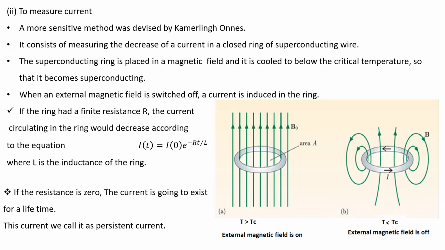When the external magnetic field is switched off, a current is induced in the ring. This is because of Faraday's law of induction. A change in flux induces current. If the ring had a finite resistance R, the current circulating in the ring would decrease according to the equation, where L is the inductance of the ring. If the resistance is zero, the current is going to exist for a lifetime. This current we call persistent current.